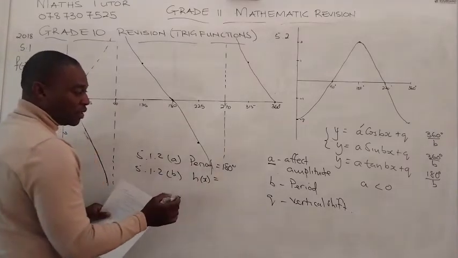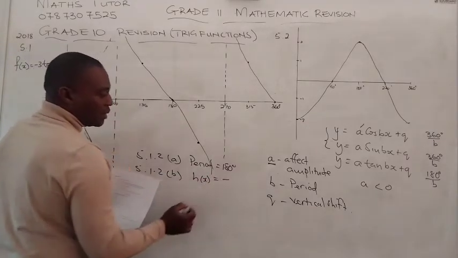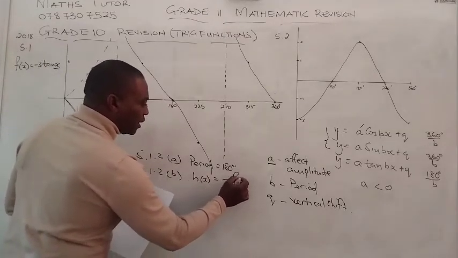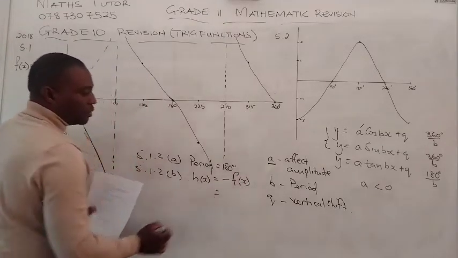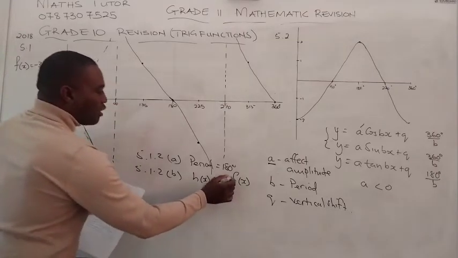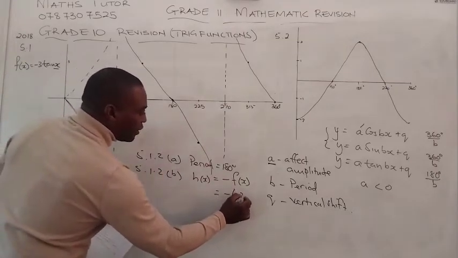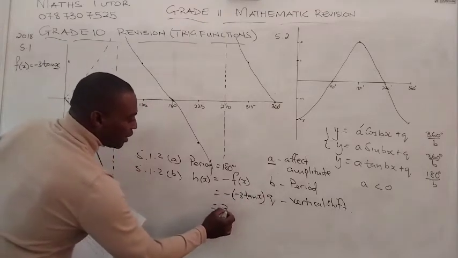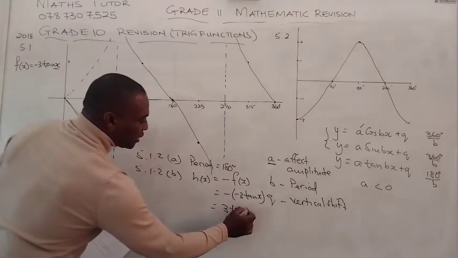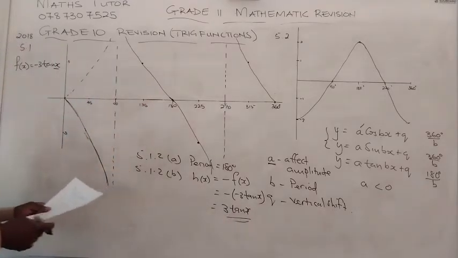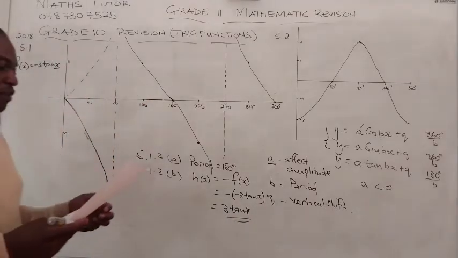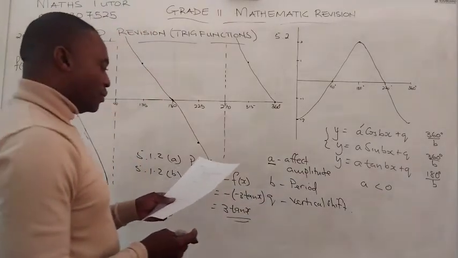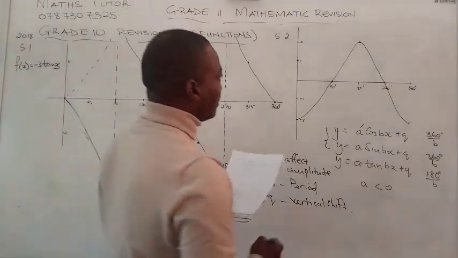So the reflection along the x-axis is multiplying f of x by negative. So it's equal to negative f of x, which will be f of x is negative, multiplying this by negative, that will give us 3 times x. That is our h of x. That's 5.1.